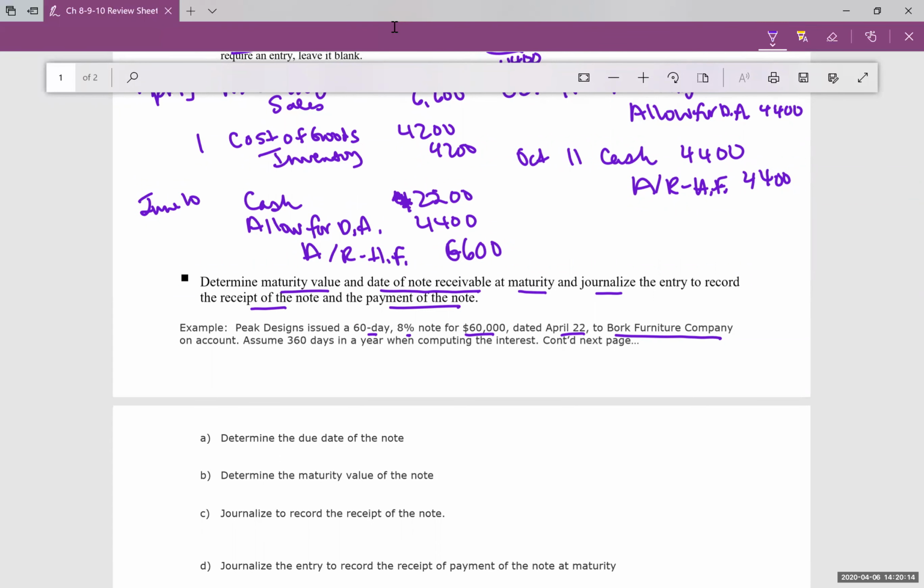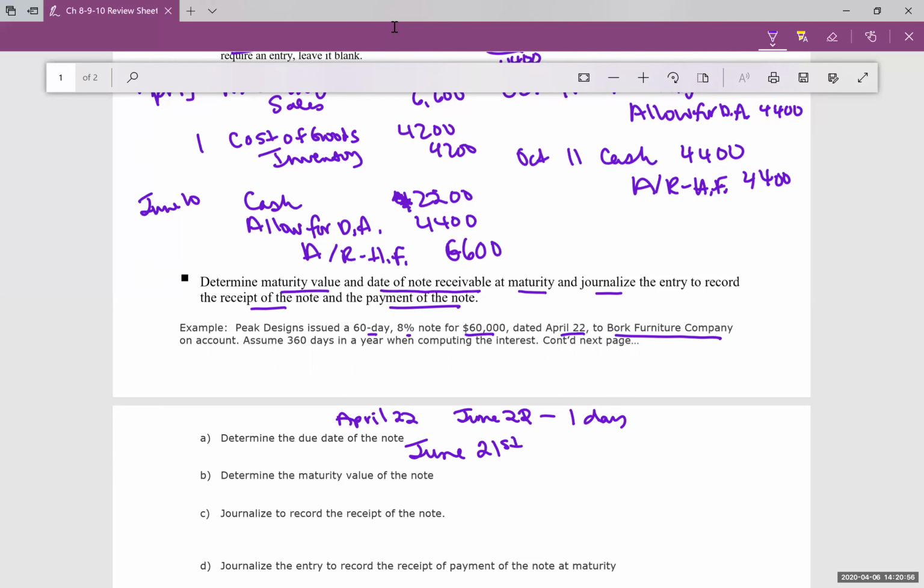And if we have a 60-day note, when is it going to come due? Well, it started April 22nd. Okay, so April 22nd, 30 days. 60 days would be April 22nd, May 22nd, June 22nd. Then you have to ask yourself, did April or did May have any months that had 31 days? And May did. May had 31 days. So you need to subtract 1 day, and you end up with June 21st.